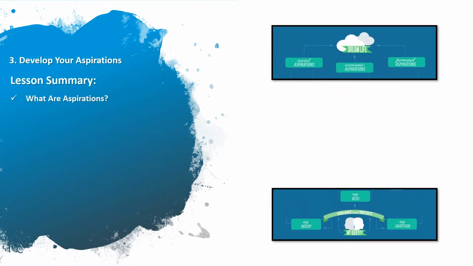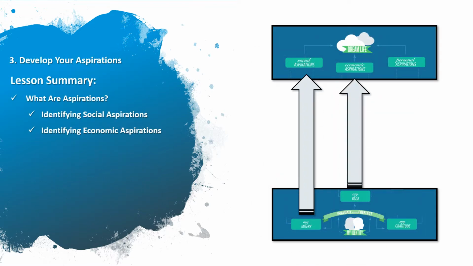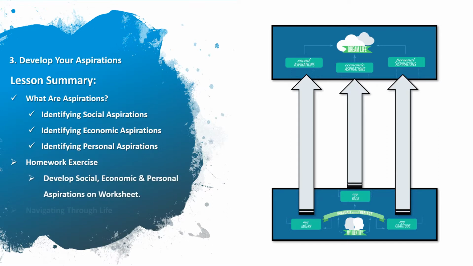So let's quickly recap the lesson. What are aspirations? So we're looking at identifying social, economic, and personal aspirations. So now start thinking about what life will look like after overcoming misery. Where can you aspire to take your bliss? And strengthening gratitude, what will that look like? What will you have to live for in your dream life? So think about constructing your aspirations mindfully by focusing on these emotional centers that we evaluated in the previous lesson.